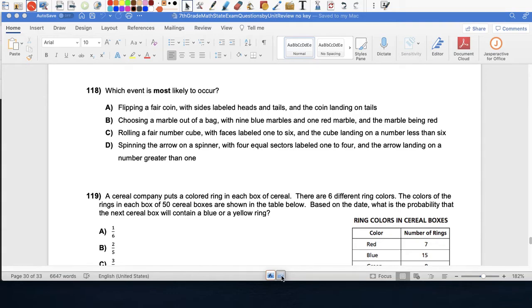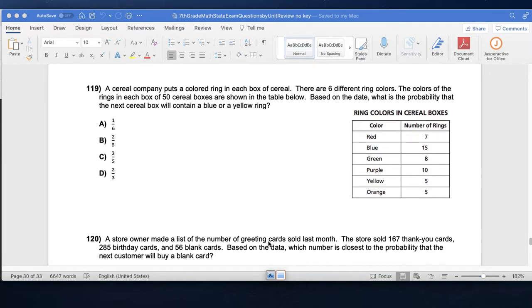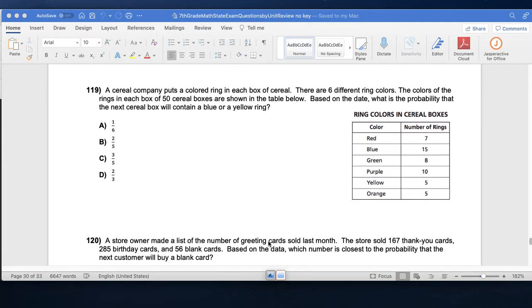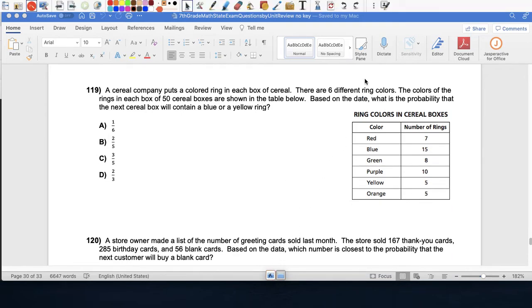On 18, a cereal company puts a colored ring in the box. There's 6 different colors. The colors of the rings in each of 50 cereal boxes are shown on the table. Based on the data, what's the probability that the next cereal box will contain a blue or a yellow ring? I'm pretty sure the word's not date. Based on the data, I should say data.